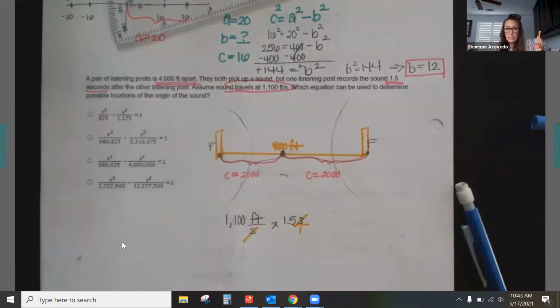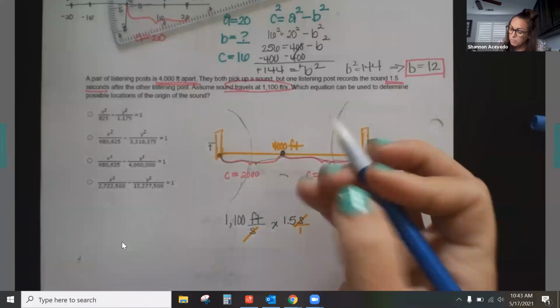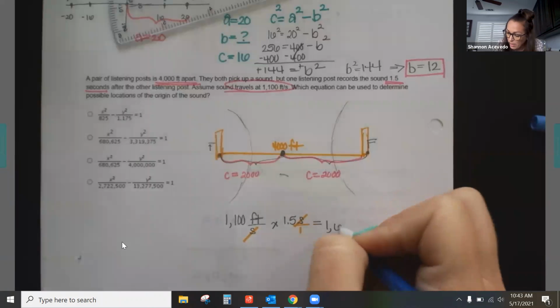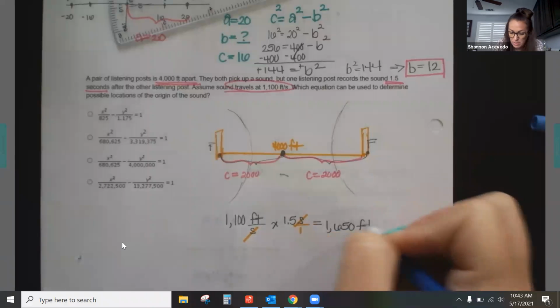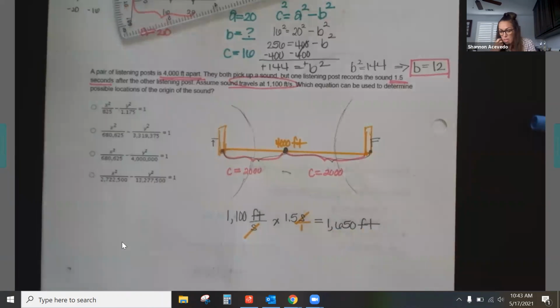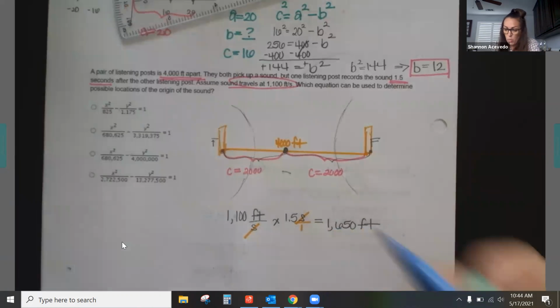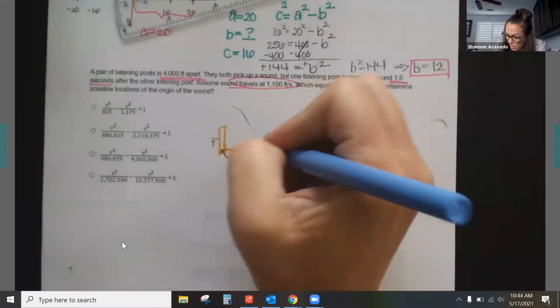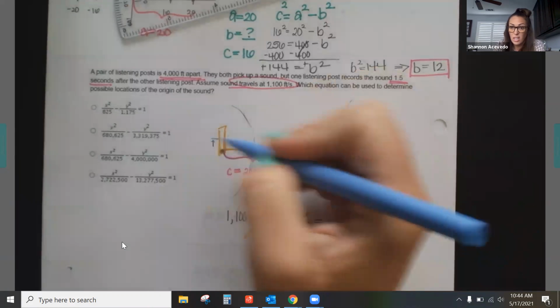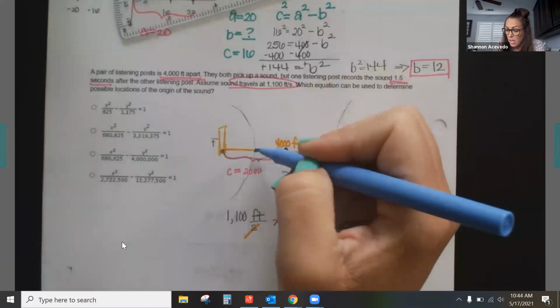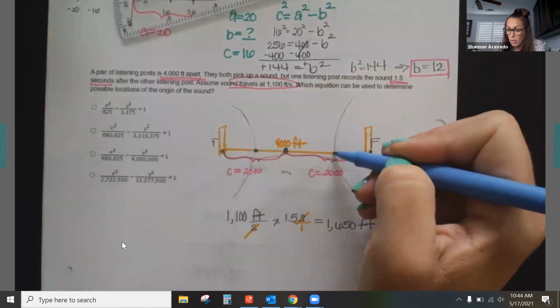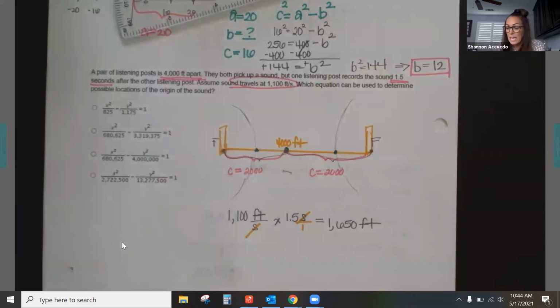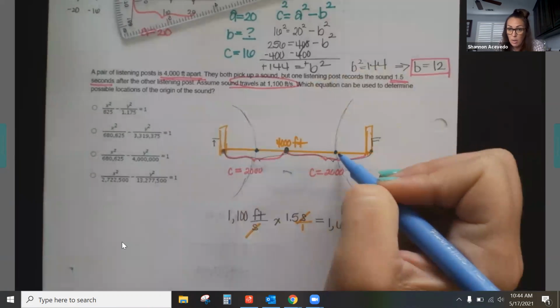I'm looking for the distance between them, that sound, how long is it going to be, how far is that sound going to be before the other one hears it? How far away are you when that happens? And so that happens at 1,650 feet. Okay, so we're saying then that the distance from where the sound happens, so let's say I hear it at this one first, and then 1.5 seconds later, I hear it over here. Well, how far away is it from where I first heard it till that second one hears it?